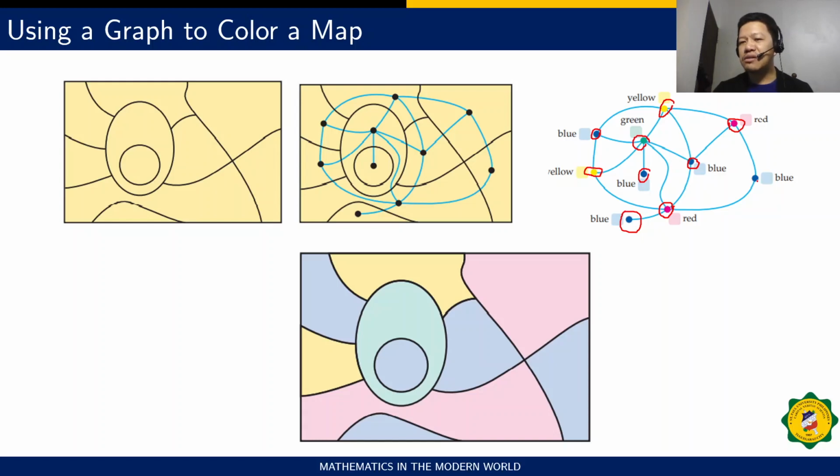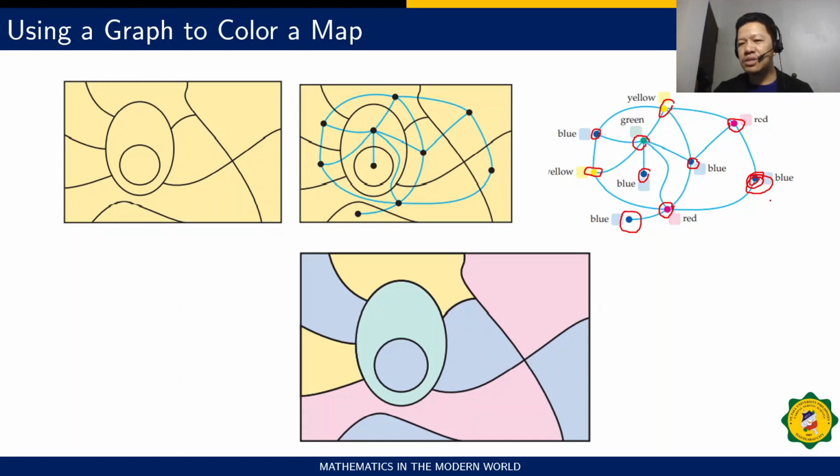And then you think of another color here. So since this is red, you can use here green. You can use here yellow because it's not connected to yellow. Both are red here. And then you can also use yellow, green. Then you can also use blue. So we decided to use blue here. And then those are the colors.